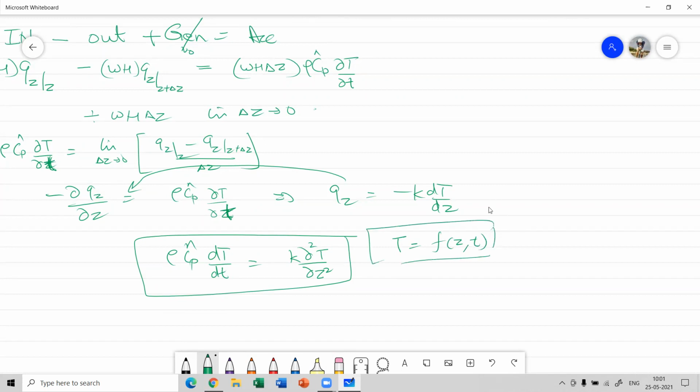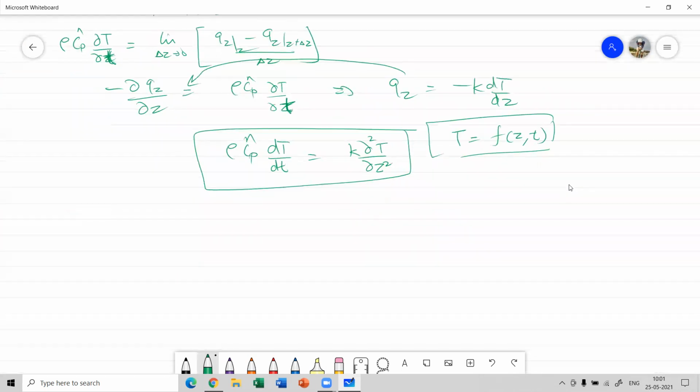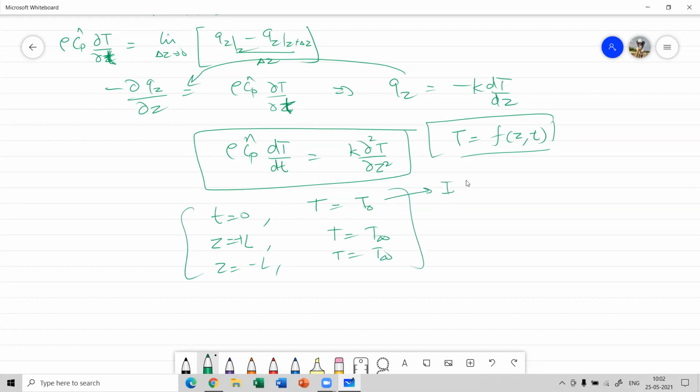Now you can see the temperature is a function of Z as well as time. So the boundary conditions have to be in such a way that they satisfy both things. Initially at time equal to 0, the temperature is T naught. And the other boundary conditions: at Z equal to plus L, T is equal to T infinity, and at Z equal to minus L, T is equal to T infinity. So this is the initial condition and these are the boundary conditions. So we're going to solve it.